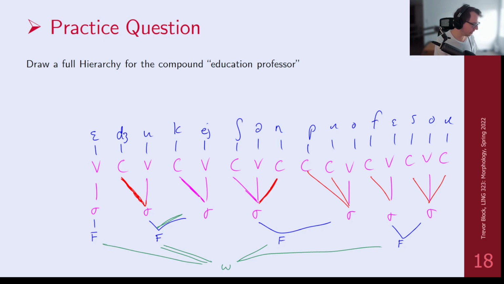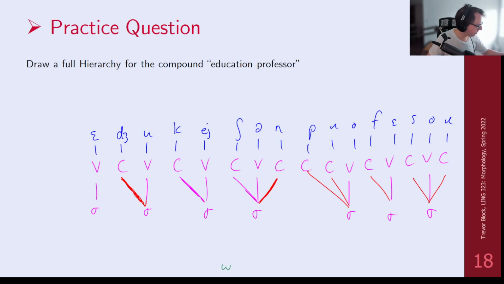So education professor. The key is that stress alternates. So if one is right-footed, all of them will be. So education professor. Oh, that doesn't actually work here because our foot boundary is going across words. So sometimes that actually causes a problem, even if it's a compound. So what we could do is we could revise this or we could continue. I'm going to revise it just for the sake of linguistic exploration at this point. Although that means that we have to do a whole foot each for each one of these. So sure, why not?